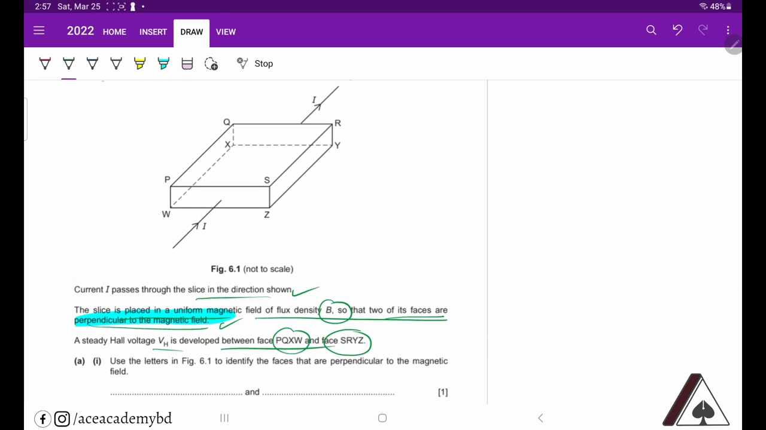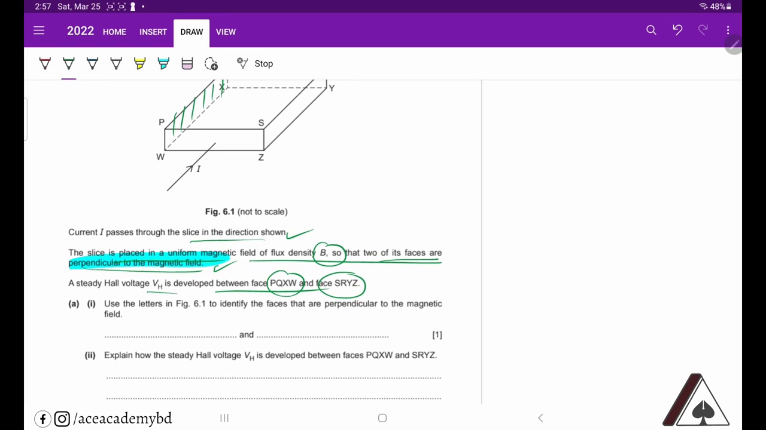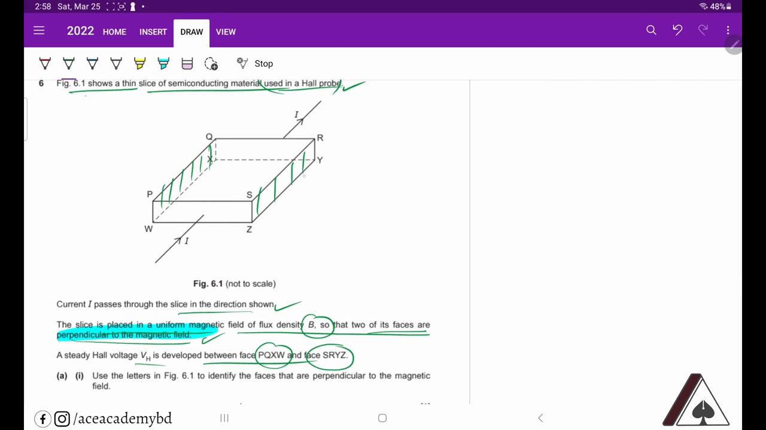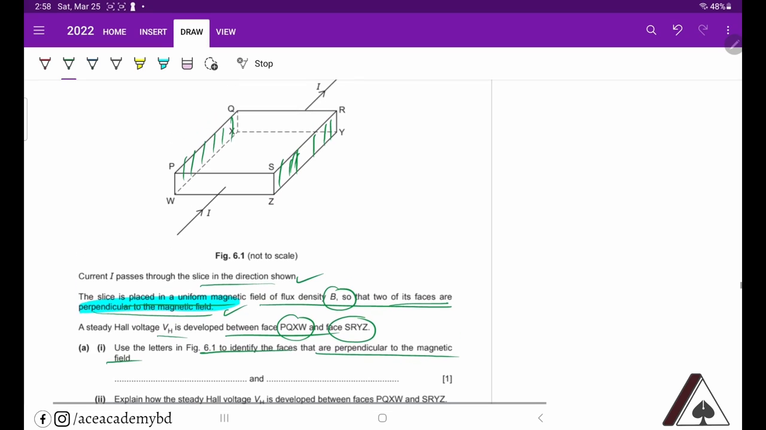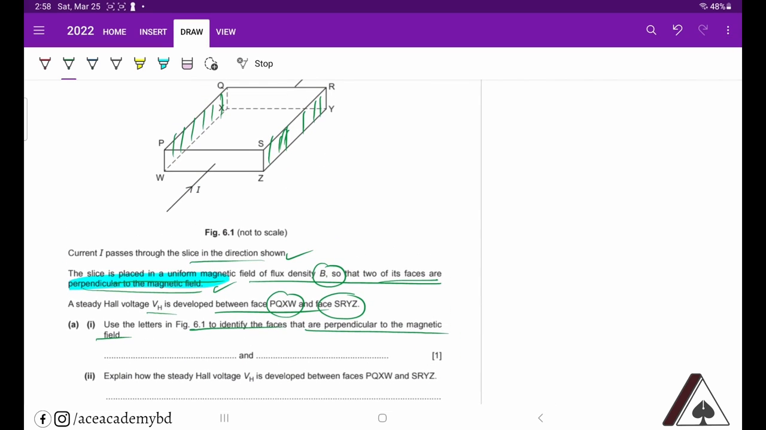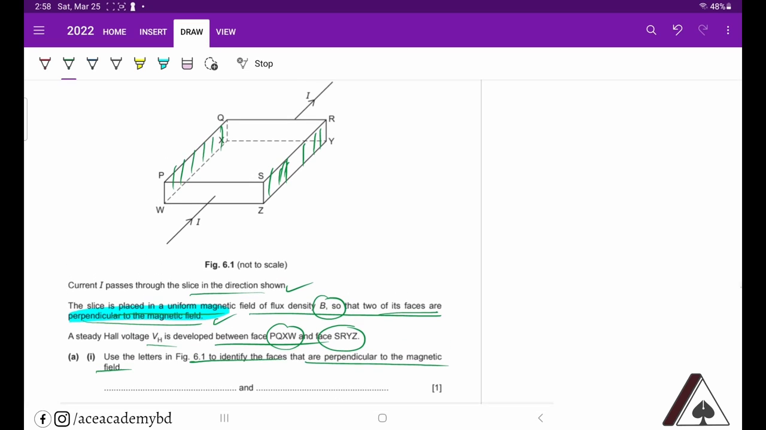So let's identify the faces. PQXY is this face, and SRYZ is this face. Firstly, they have said use the letters to identify the faces that are perpendicular to the magnetic field. So over here, basically, you have to use Fleming's left-hand rule. Using Fleming's left-hand rule, the direction of the current is here, so your middle finger will be pointing towards the direction of the current. And they've said that the electrons are moving toward these two sides. So that's where the direction of the force is.